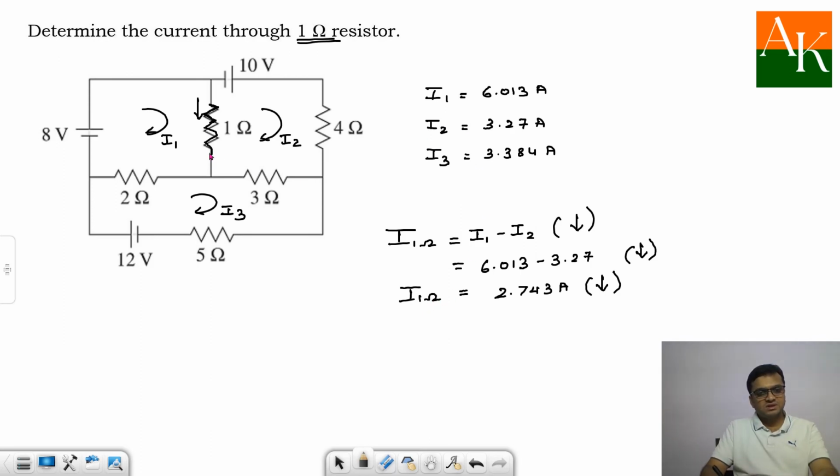If you would have chosen the upward direction, then the net current would have been I2 minus I1, but that will turn out to be negative. So one can make it positive by changing the direction. So that is all about numerical 2. Thank you.